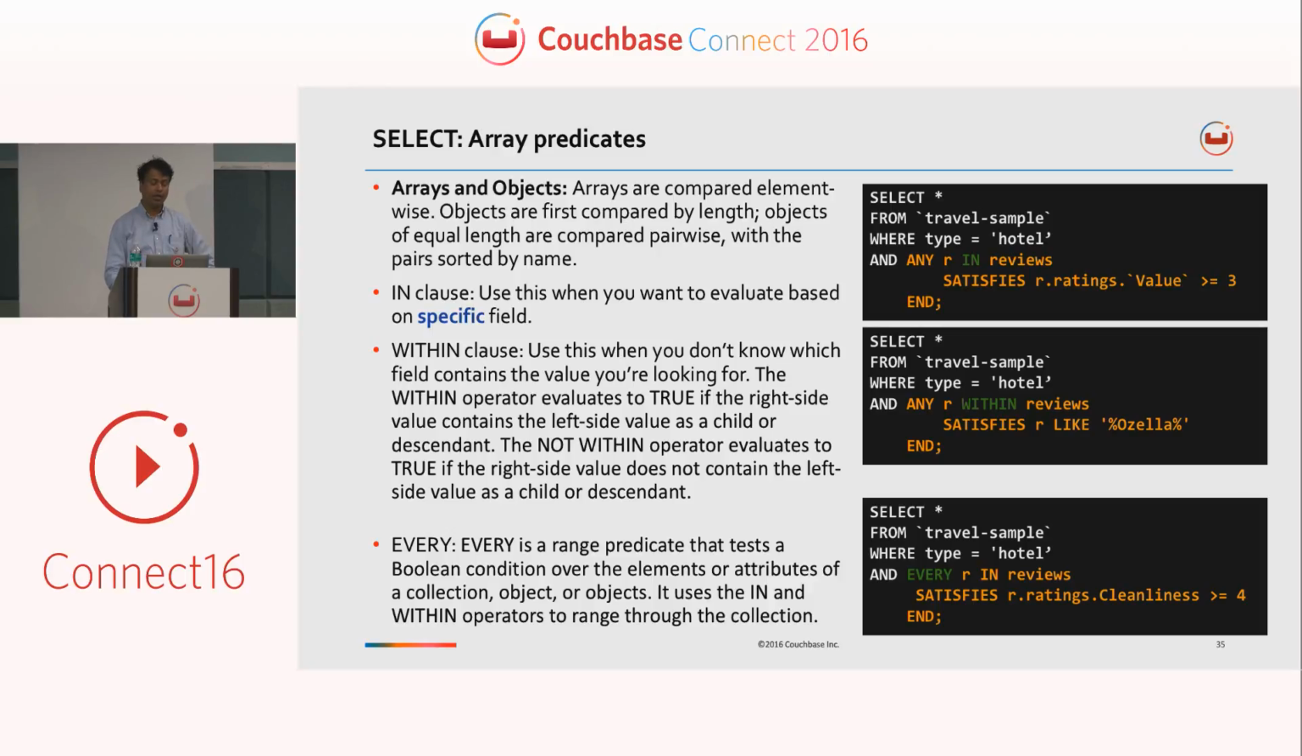The third query has the every expression. Every expression means I'm looking for hotels whose reviews have only 4 or better cleanliness rating. I want only those documents. That means this predicate is applied for every key attribute we find within the reviews array, and if any one of them does not meet this requirement, we disqualify the document from further processing.